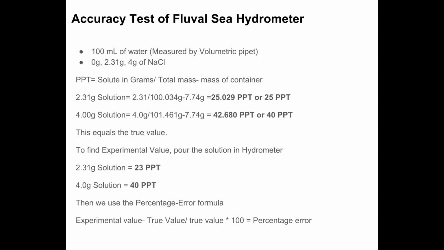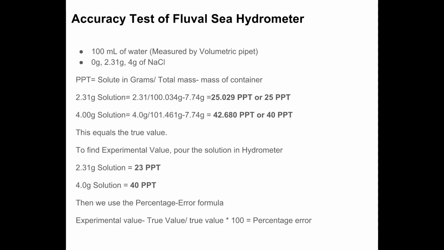The 4 gram solution is a lot bigger because the total mass of the solution was a lot bigger than the last one. So from there, we yielded a bigger number in parts per thousand. Now, these numbers that we're getting first are the true value. This true value is what we're going to be using in the percentage error formula.